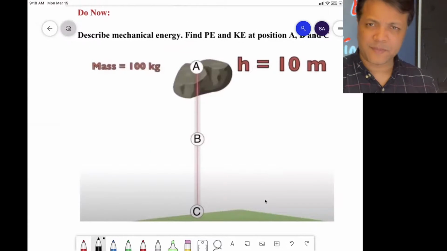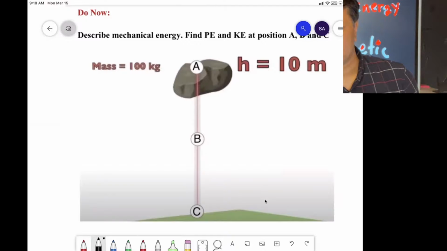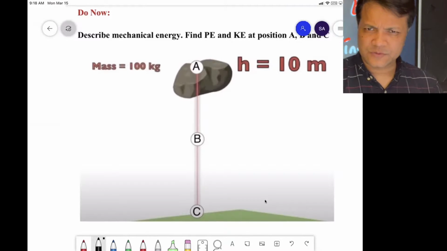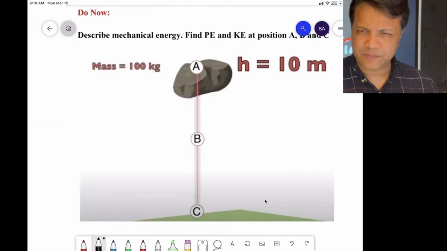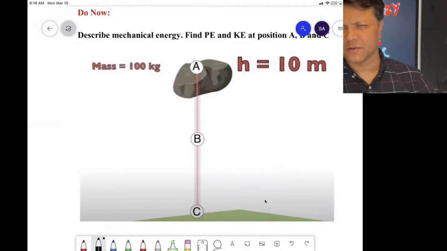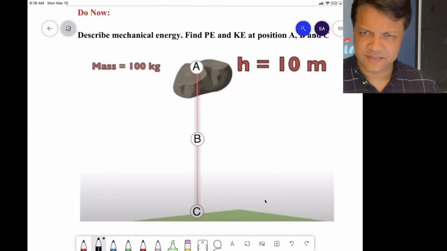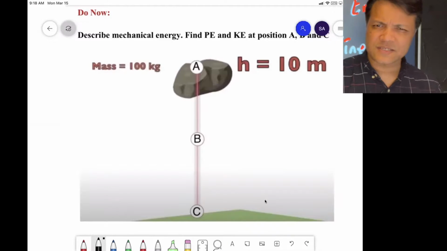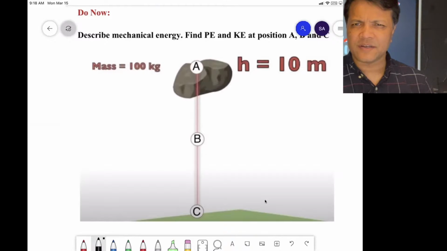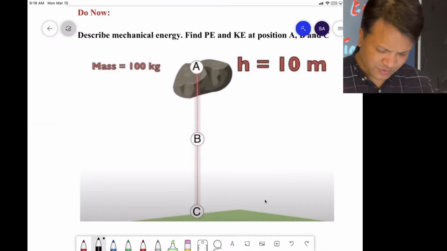So, do now problem: a man is dropping a rock from 10 meters above the ground. The rock is 100 kilograms. We want to find the mechanical energy. We want to remind ourselves that mechanical energy throughout location A, location B, location C would be constant. So at location A, we know maximum potential energy, and at location C, maximum kinetic energy. In the middle, there would be half and half. So this is what we expect to get. Now let's do the math.